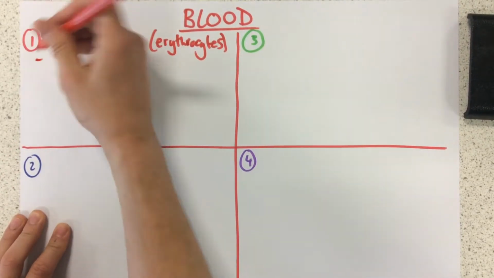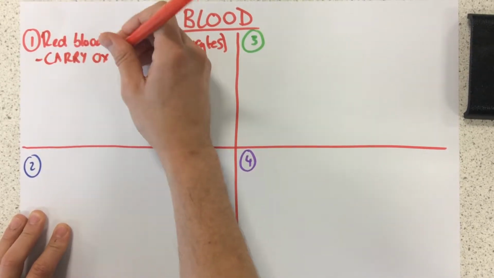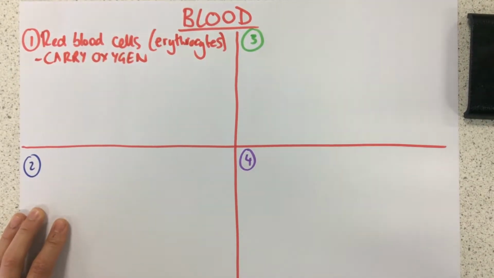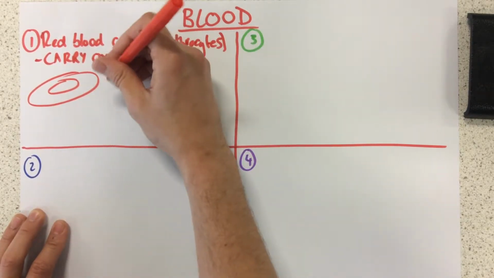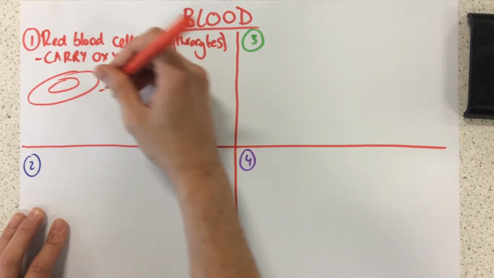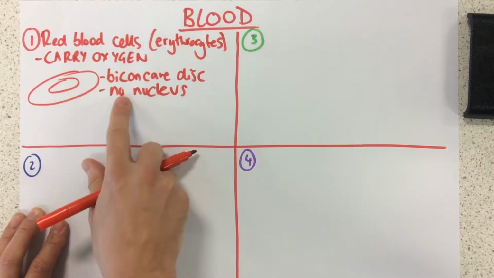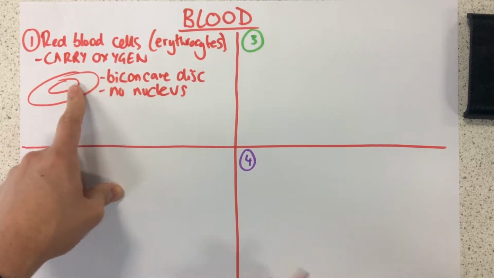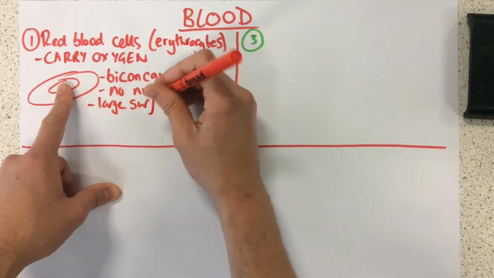Now, the job of red blood cells is absolutely essential because they carry oxygen around the body. We need this oxygen for respiration. Red blood cells have this shape here, a shape that's referred to as a biconcave disc. They also have no nucleus. The reason they have this particular shape and no nucleus is so they can carry as much oxygen as possible. This gives them a very large surface area.